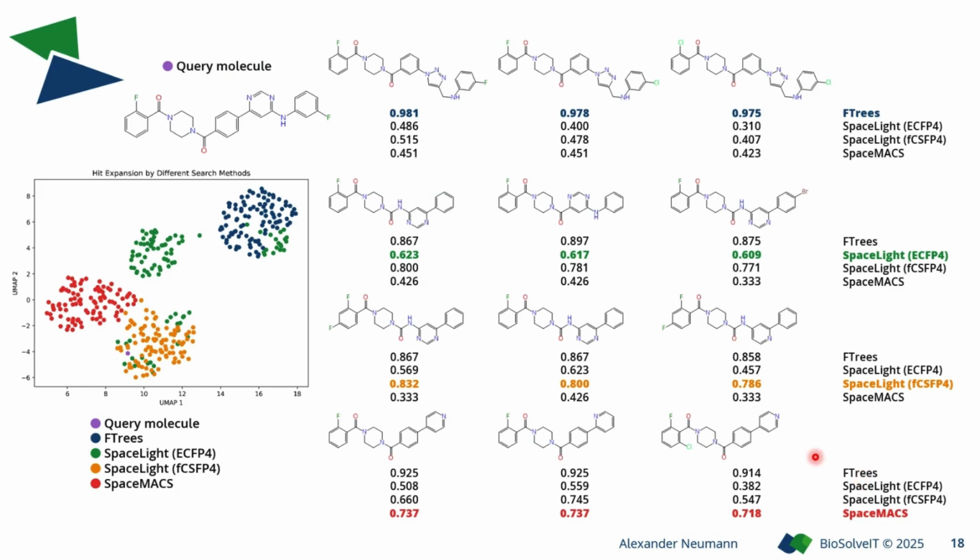Okay, so now diving back into the UMAP figure from before, I used the screen molecule and looked into one of several chemical spaces and retrieved compounds. So now we have 4 different rows, one for each search method: F3, Spacelight ECFP4, and Spacelight FCFP4, as well as SpaceMax, to just give you an idea about the similarity of the results and also the chemistry that comes with it.